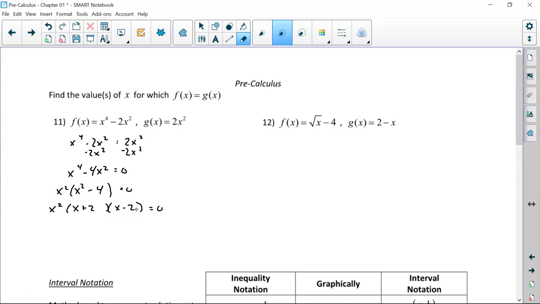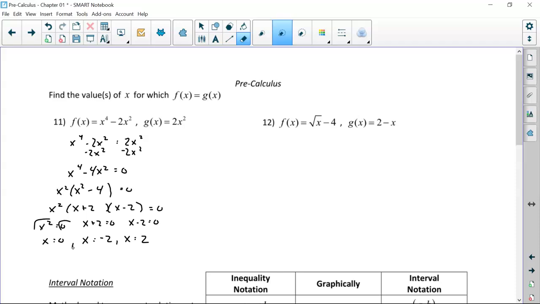Now that it's fully factored, set each factor equal to 0. X squared equals 0, x plus 2 equals 0, x minus 2 equals 0. Take the square root of both sides, x equals 0. Then you get x equals negative 2 and x equals positive 2.